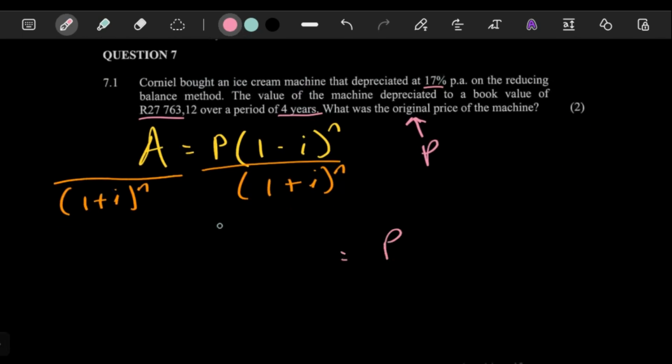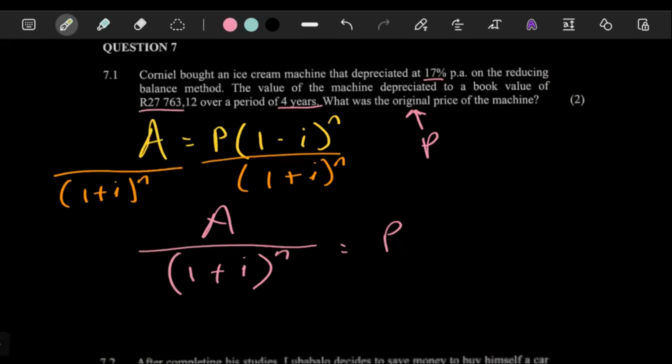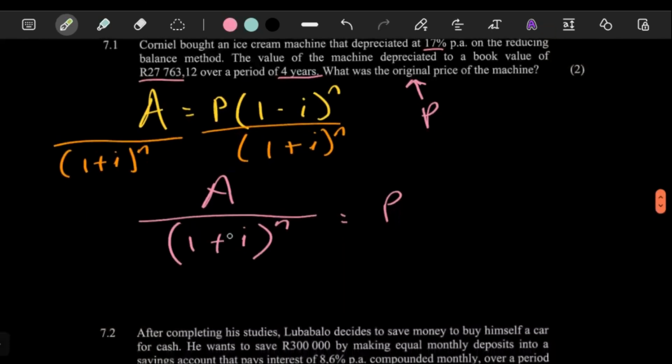P equals A over 1 plus i to the power of n. So A is 27,000. So it's like 27,763, right?